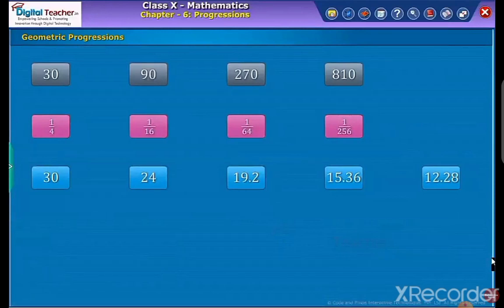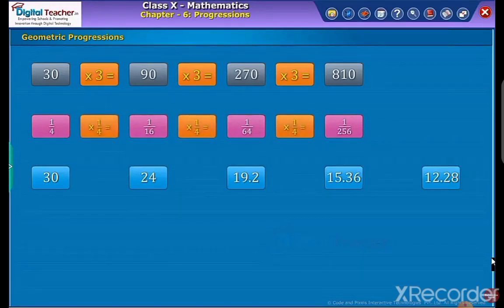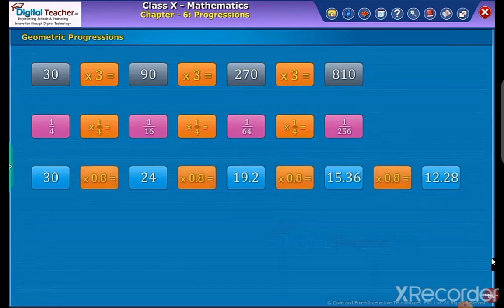Now observe the lists shown on screen. In the first list of numbers, each term is obtained by multiplying the preceding term by 3. In the second list of numbers, each term is obtained by multiplying the preceding term by 1/4. Whereas in the third list of numbers, each term is obtained by multiplying the preceding term by 0.8.